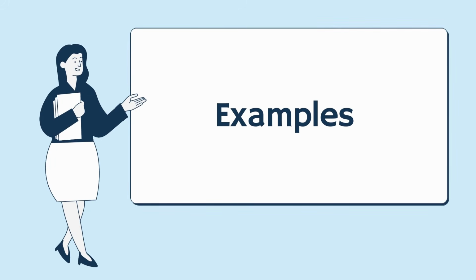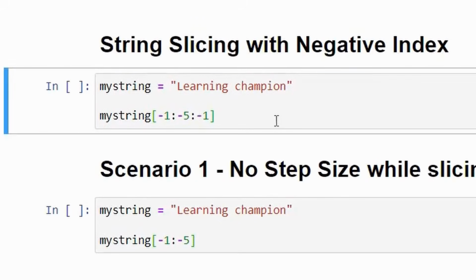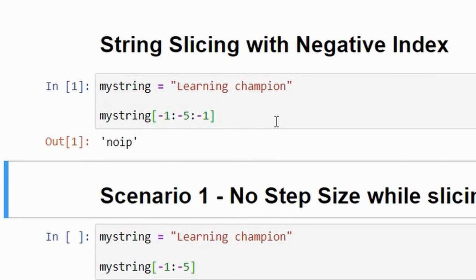Let's look at an example to better understand this concept. For our example, we have taken a string learning champion, and to slice it using a negative index, we have given my_string[-1:-5:-1] as the slicing command to Python. Once we execute this command, it will return NOIP as the output. Here, -1 is the step size which will move the pointer from right to left. -1 is the start index, which is the index of the last character in the original string. And -5 is the stop index, which is the index of the letter M in the string.